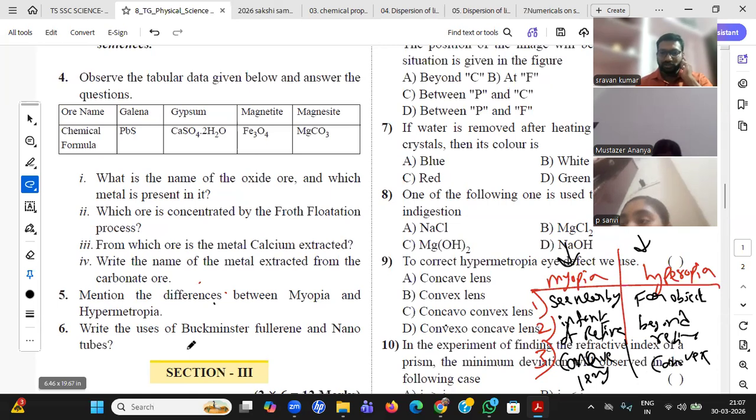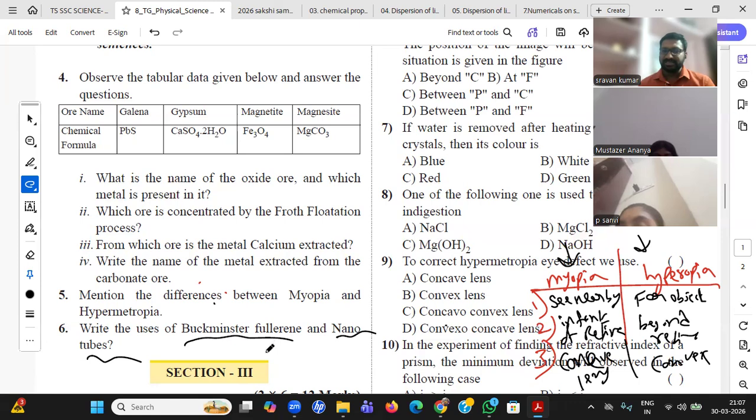Yeah. So last question for the session. Buckminster fullerene and nanotubes. So select yourself and give me the answer. The first person can select according to your choice. What are the uses of Buckminster fullerene and nanotubes? Yes, Ananya, you. Which one do you want to answer? Buckminster fullerene or nanotubes? Buckminster fullerene. Yeah, go ahead.